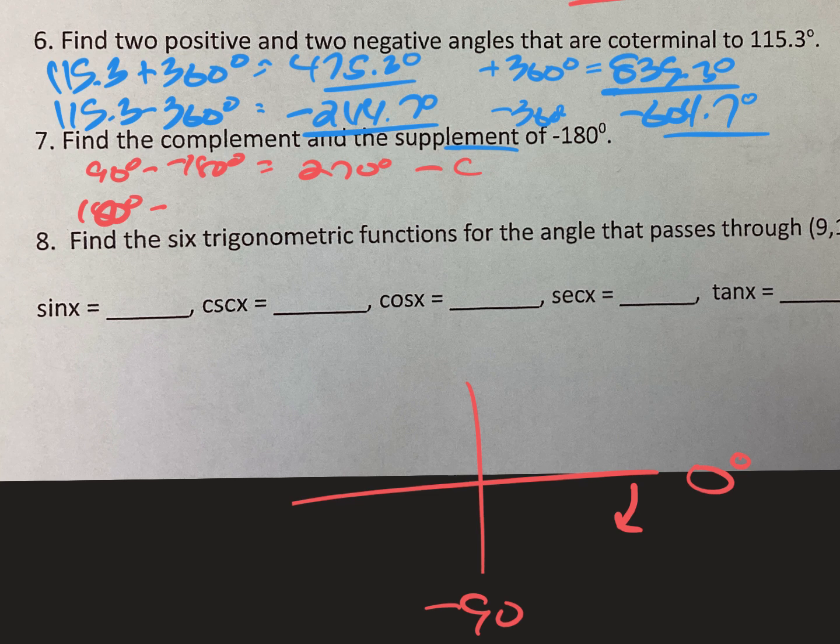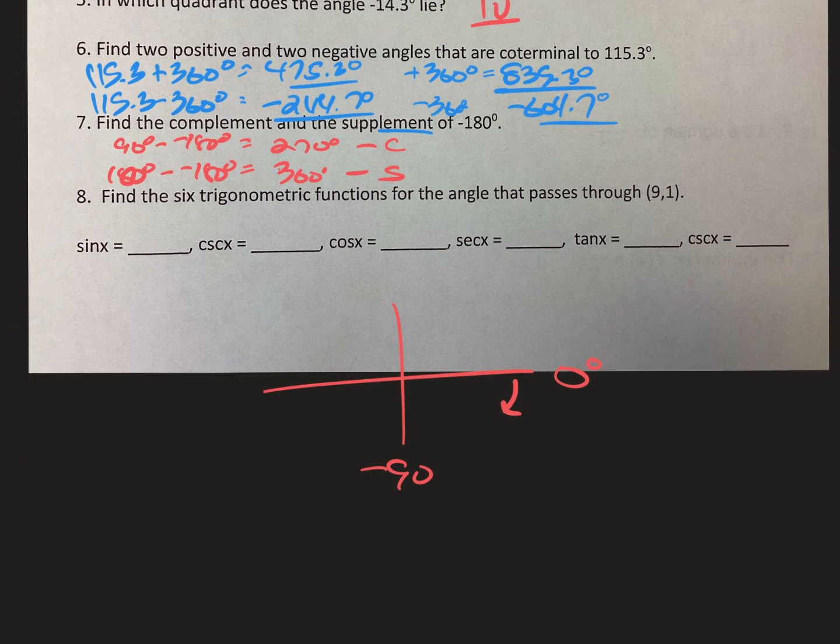So I'm doing 180 minus negative 180, which is the angle they gave me, which is 360. That's the supplement. Your supplement should always be 90 more than your complement, by the way. That's how I caught my mistake when I started doing that. All right, one more here.